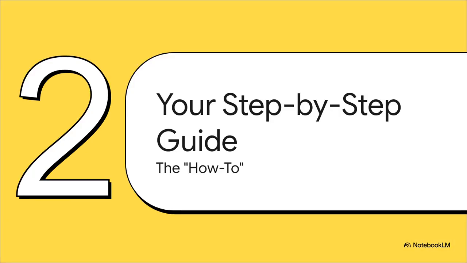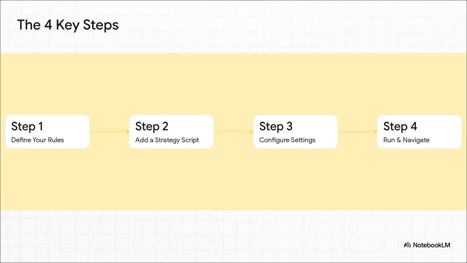Okay, enough theory, let's get practical. We're now jumping into the real how-to part of this, the exact steps you need to take inside of TradingView to get this done. And really, it all boils down to these 4 key steps. Number 1, we have to define our rules on paper. Number 2, we've got to get those rules into TradingView with a script. 3, and this is a big one, we have to configure the settings to be realistic. And finally, step 4 is to run the test and know how to find your way around the results.